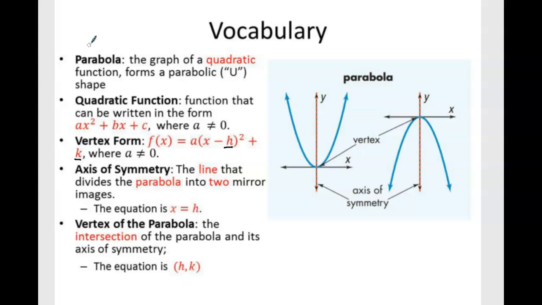Okay, the vocab. There is some new key vocab for this unit. So one of the key words is quadratic. You're going to hear me say quadratic a lot. You're going to hear me say parabola a lot. A parabola is the shape of the graph of a quadratic. So a linear function's graph shape was a line. A quadratic function's graph shape is a parabola.